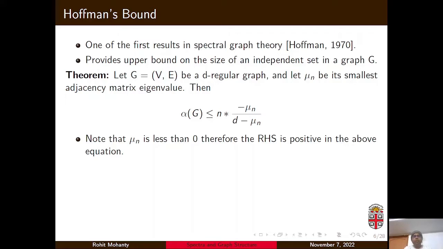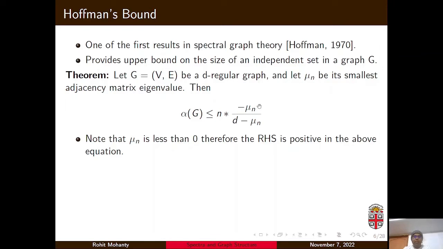So now let's go over the theorem and see what it says. The theorem says that if G is a graph with the set of vertices as V and the set of edges as E, and if it is a d-regular graph, and if mu n is the smallest adjacency matrix eigenvalue, then alpha G is less than or equal to n multiplied by minus mu n divided by d minus mu n.